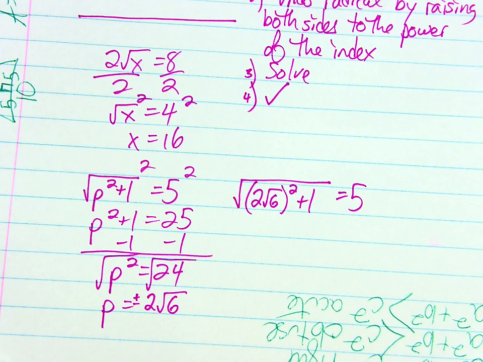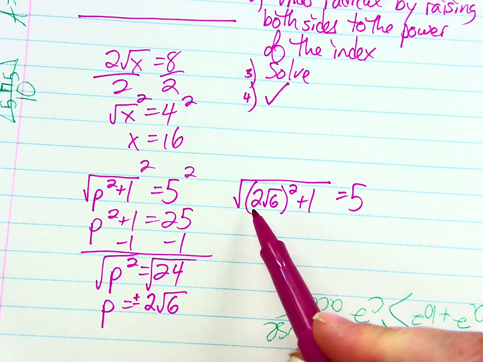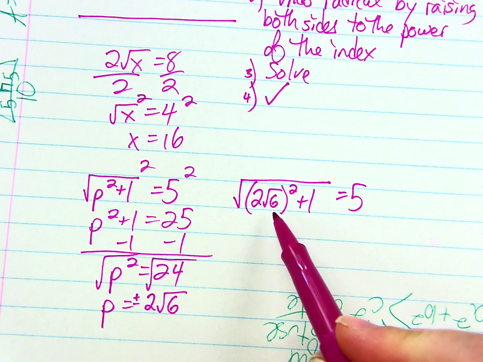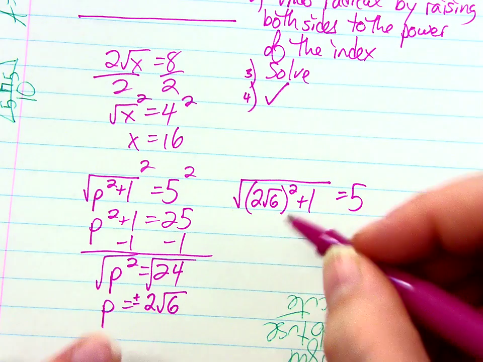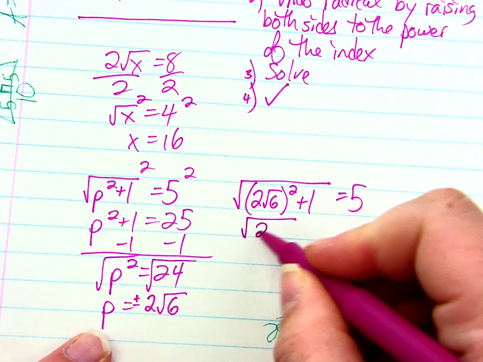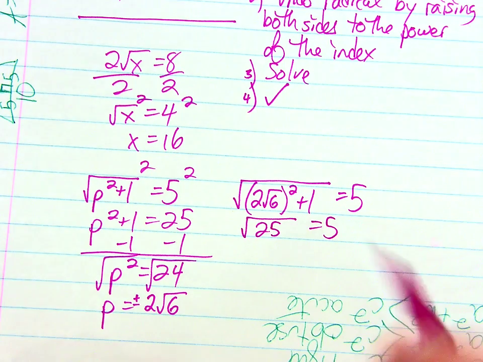4 times. Yeah, right? You'd have 2 times 2, which is 4, and then root 6 times root 6 is just 6. So you have 4 times 6 is 24. 24 plus 1 is 25. Is the square root of 25 5?